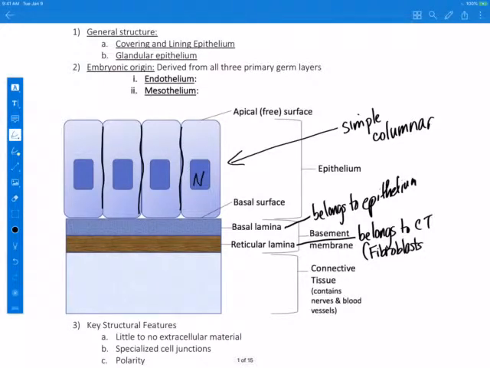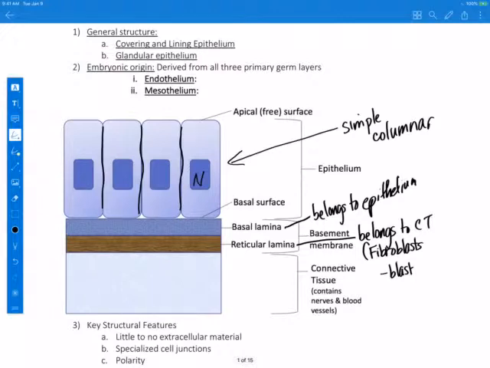Any suffix that ends in blast implies that it's a cell that builds or produces new substances. Like osteoblasts make new bone, fibroblasts make new connective tissue. So fibroblasts are connective tissue cells that make new connective tissue by secreting collagen and other fibers.